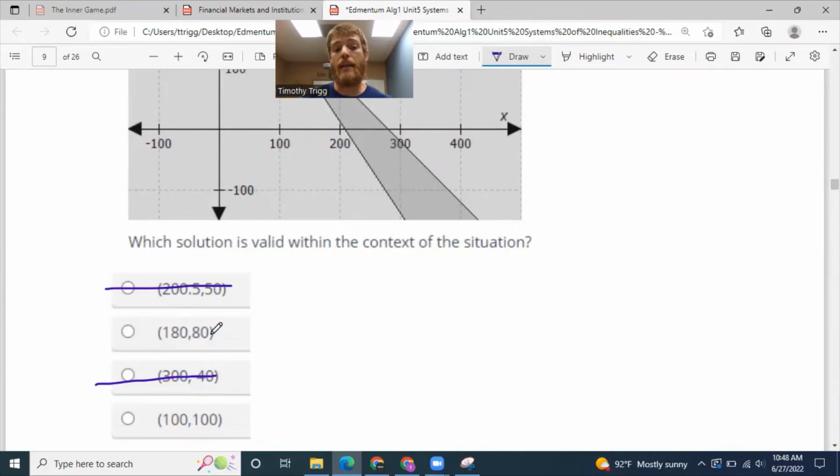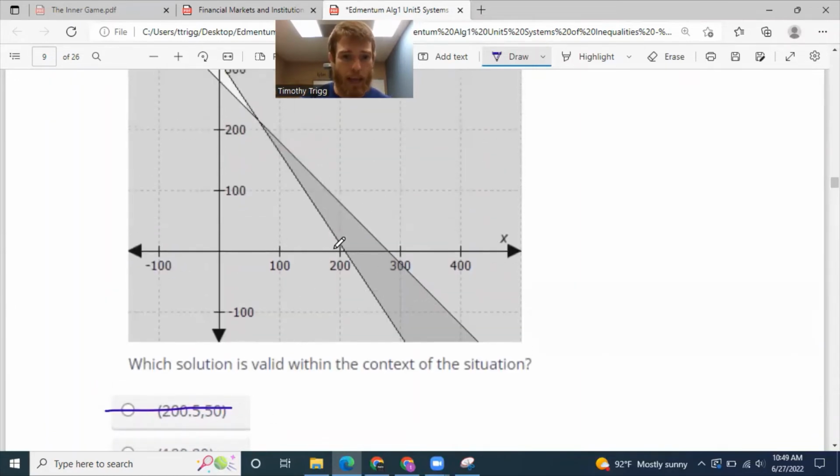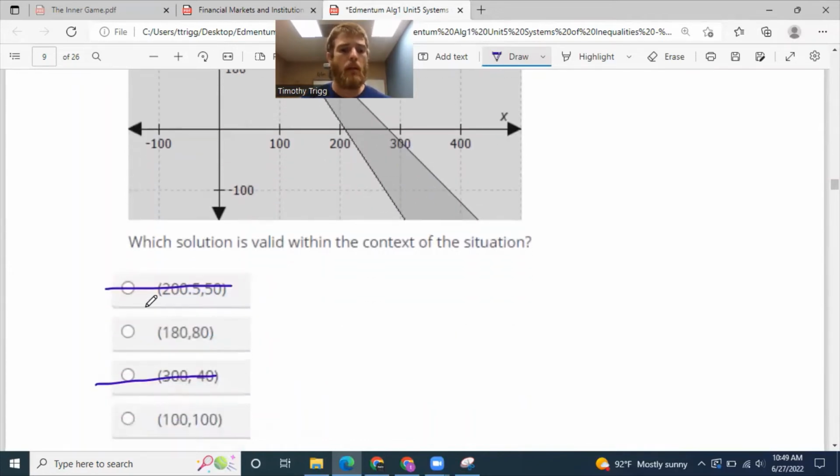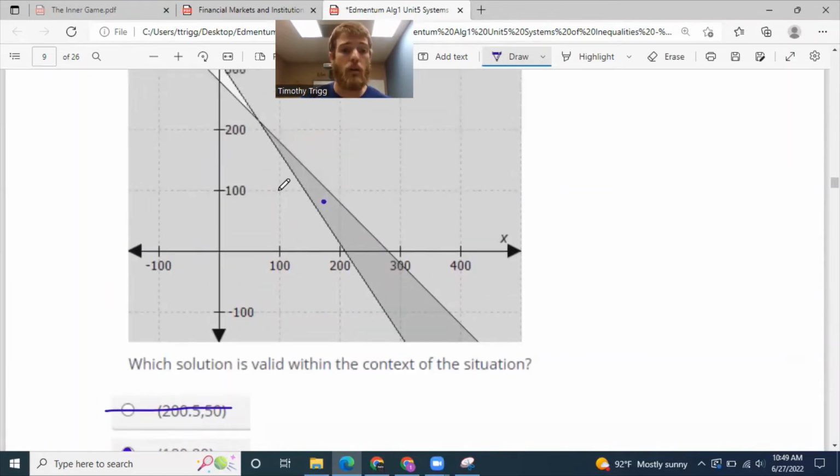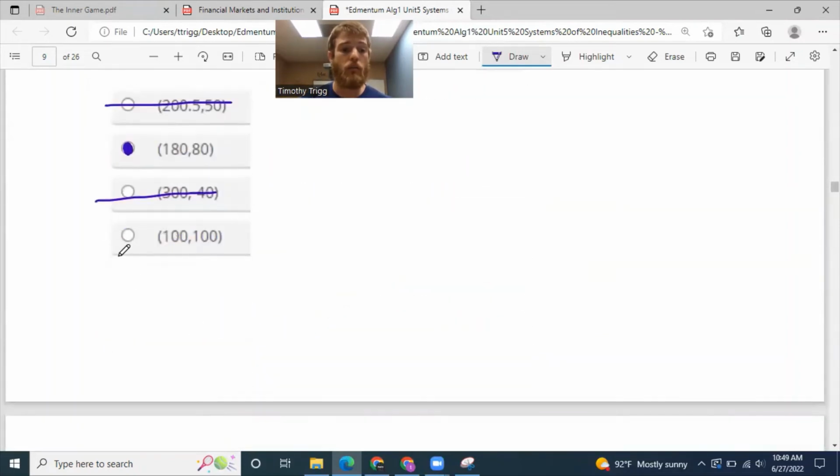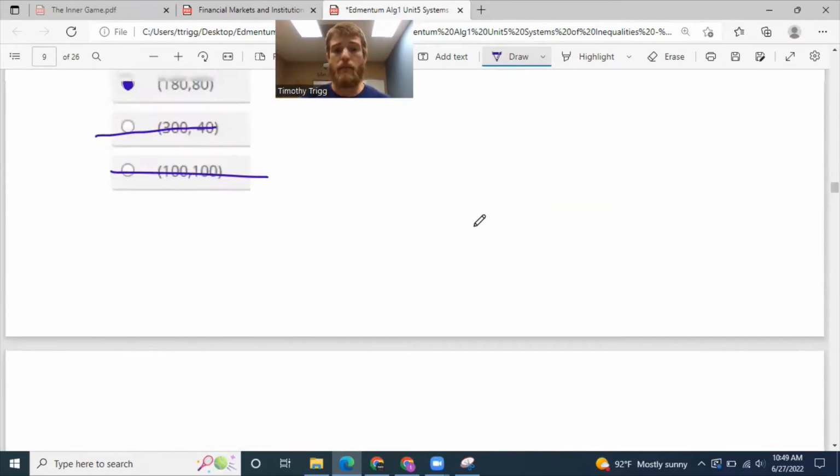So 180, 80. So 180, maybe around here, 80. That looks to be in the solution set. The other point, so I'm going to say that's probably the correct answer. The other option here, 100, 100, is that in the double shaded region? No, it's not. So that's wrong there. So that's it for the practice.